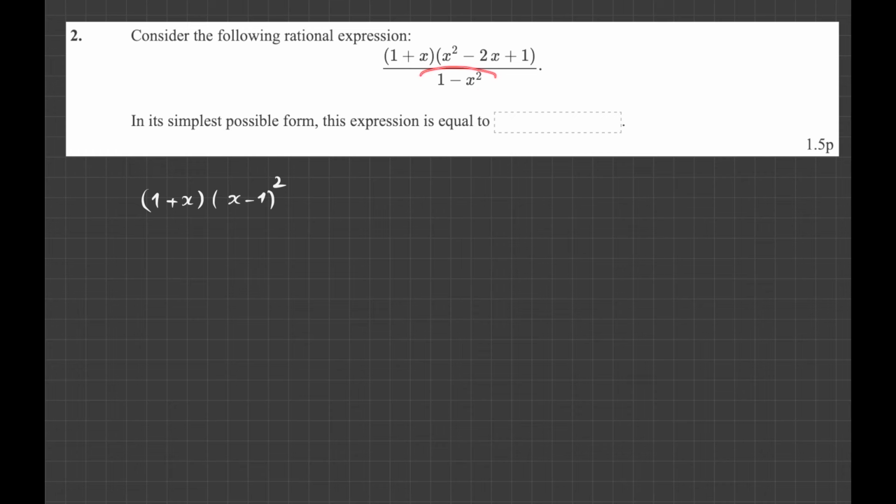And hopefully you realize that the denominator follows the conjugate pattern. So I factorize it using the conjugate rule. If I factorize it, it becomes 1 plus x times 1 minus x. Okay, so here you have to be careful. Of course, you can simplify this with that. And then you see that this is 1 minus x, this is x minus 1.